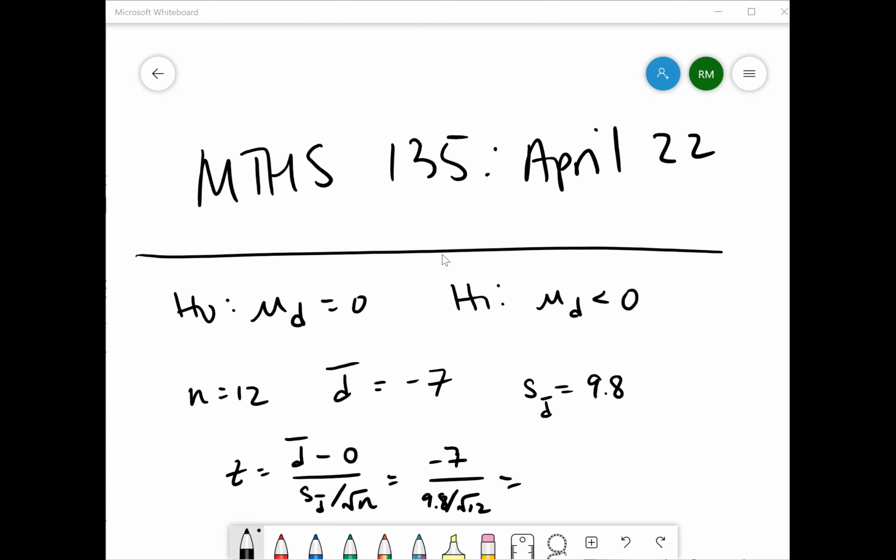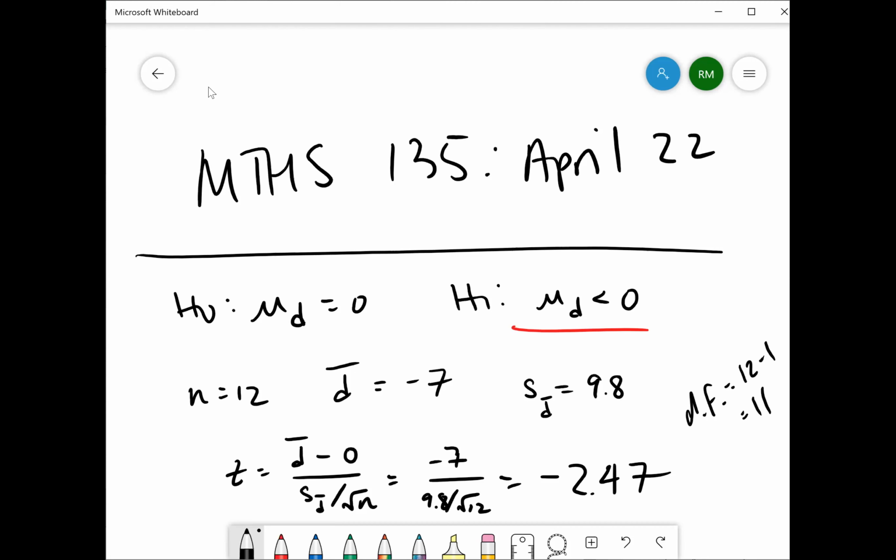I get a t-value of negative 2.47. Now I want to calculate the p-value. So this is a left tail test. So I'm going to calculate the left tail area. And it's a t-distribution, so I need to figure out how many degrees of freedom it has. And it's always the sample size minus 1. So that would be 11 degrees of freedom.